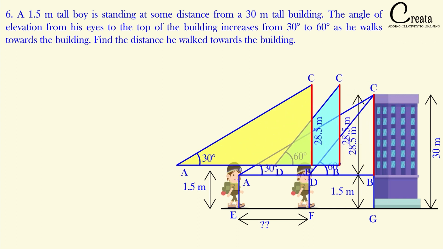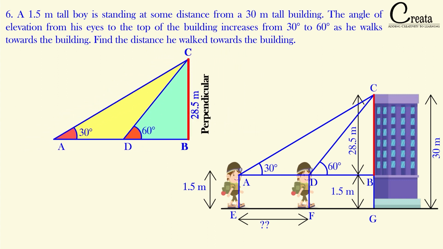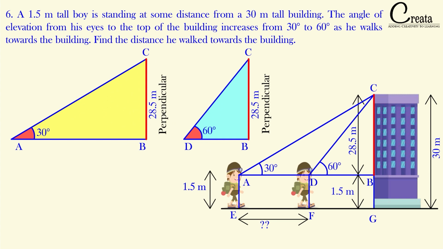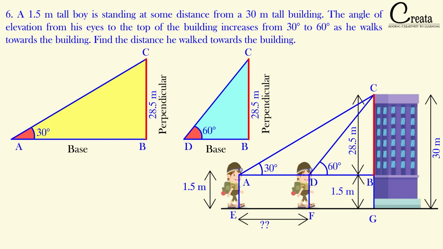Let's aggregate both the triangles. For triangle DBC, our trigonometric angle is 60 degree. So BC is the perpendicular for this triangle, as this is the side opposite to trigonometric angle. Similarly, for the triangle ABC, our side BC is the perpendicular as it is opposite to trigonometric angle 30 degree. Both the triangles are having the common perpendicular, which is the side BC, 28.5 meter. For the triangle DBC, DB is the base, and for the triangle ABC, AB is the base for this triangle.